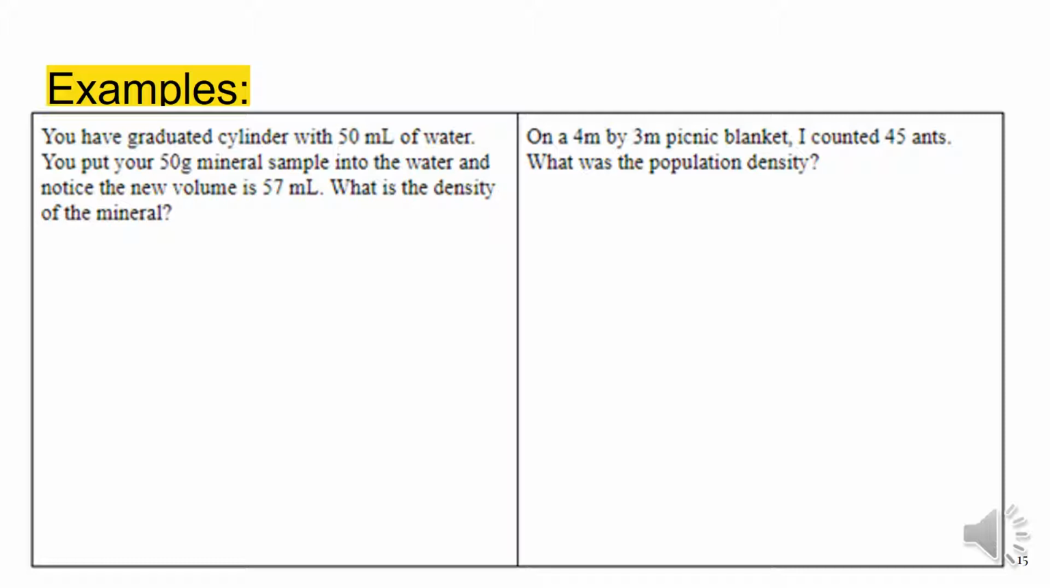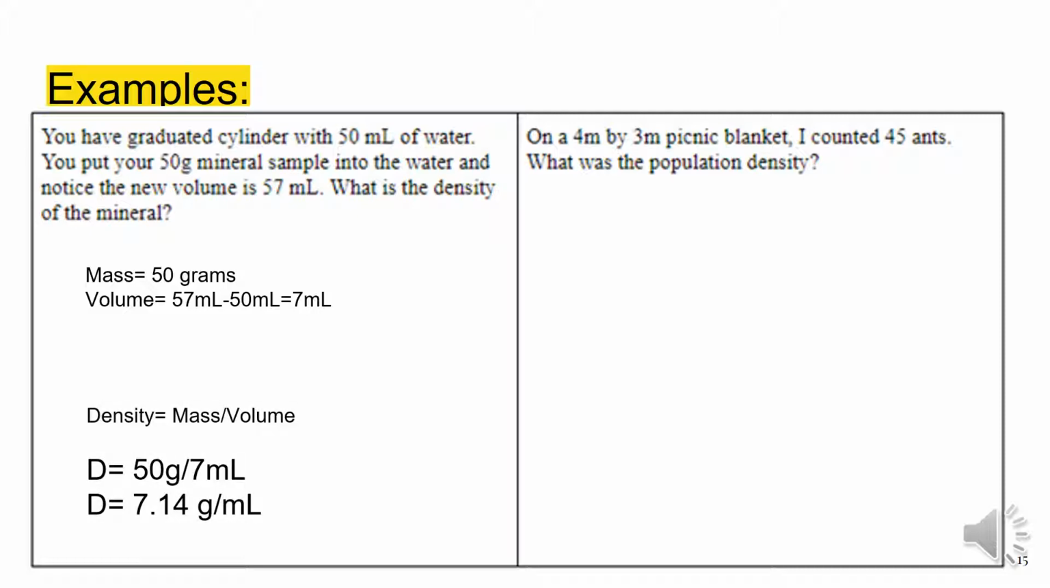You have a graduated cylinder with 50 milliliters of water, and you put your 50 gram sample into the water and notice the new volume is 57. What is the density? Okay, so we've got 50 grams. That indicates that our mass is 50. Our volume is how much the water changed when we put it in there. So originally the water was at 50, and then with our stuff, the water went up to 57. So our stuff must have a volume of 7.